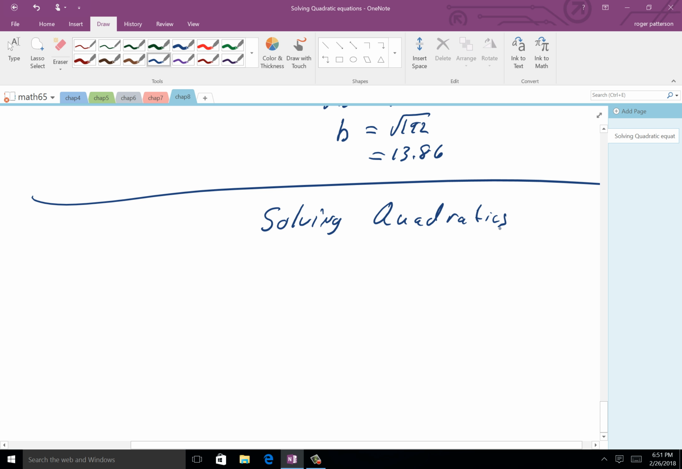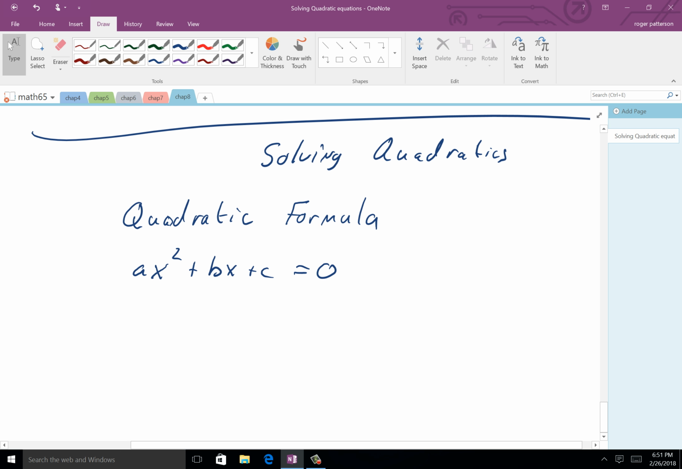Okay, so solving quadratics. This technique works on every single one, and it's called the quadratic formula. It goes like this. If we're going to solve a quadratic, I'm going to write it like this, set equal to 0. It's got to be set equal to 0. Then we can use this formula: x equals the opposite of b, plus or minus the square root of b squared minus 4ac, all over 2a.